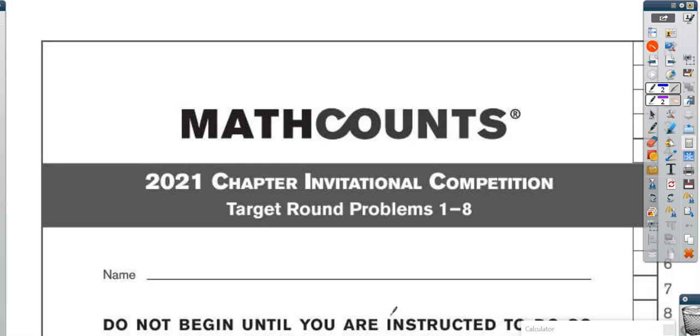And now we are going to have the exciting conclusion of the MATHCOUNTS 2021 Chapter Competition Target Round. We're going with 7 and 8. Here we go.